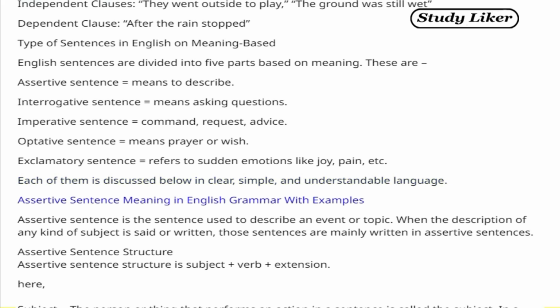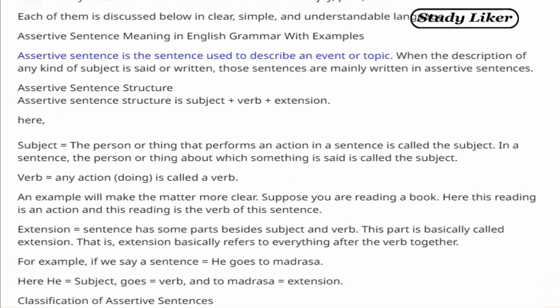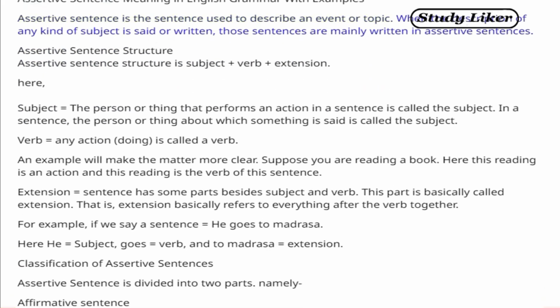Assertive sentence meaning in English grammar with examples. An assertive sentence is a sentence used to describe an event or topic. When the description of any kind of subject is said or written, those sentences are mainly written as assertive sentences. Assertive sentence structure is subject plus verb plus extension.